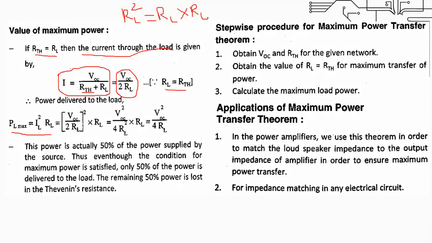That means one RL will get cancelled with this RL, and the maximum power formula we are getting is VOC square divided by 4RL. Means if a numerical is asked in such a manner that calculate the maximum power flowing through a particular branch or through a given circuit using maximum power transfer theorem, then to calculate the maximum power we have to use this formula, VOC square divided by 4RL. Give this as equation number 2.